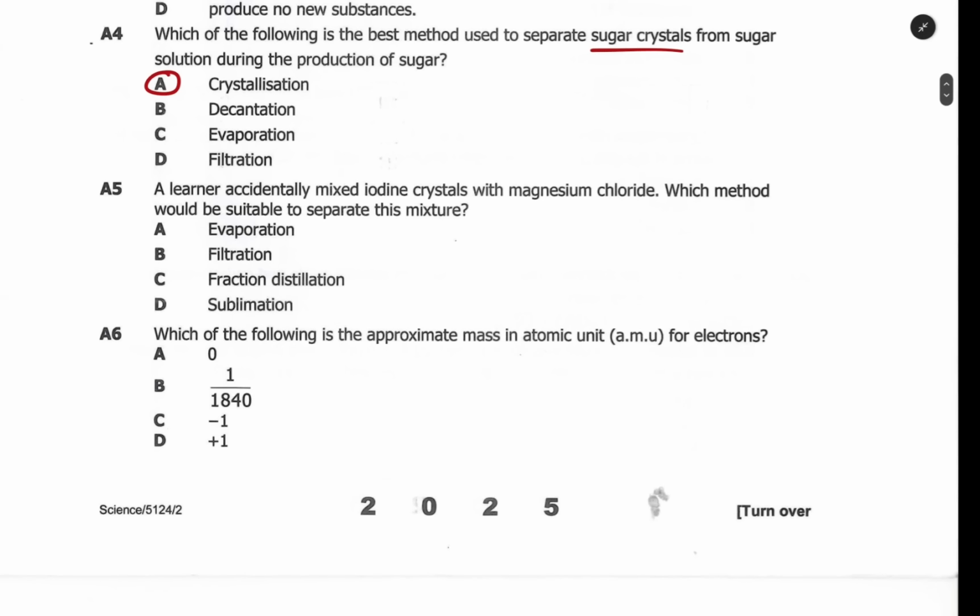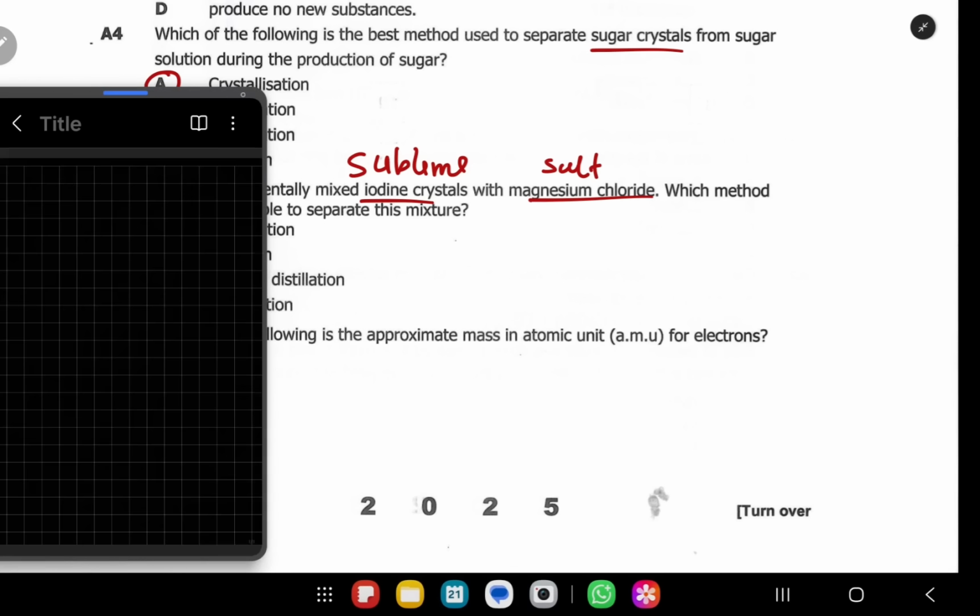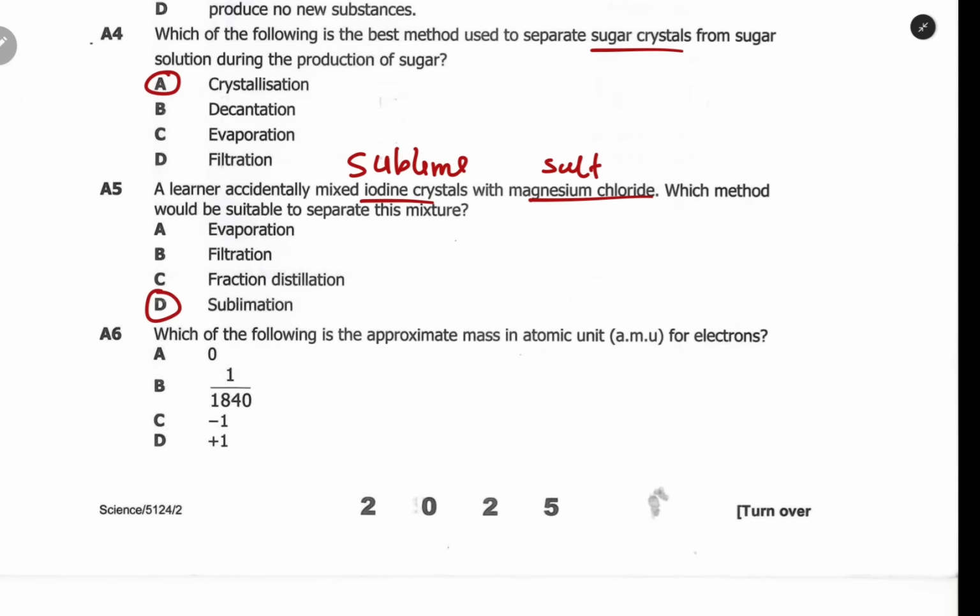Then question 5: Elena accidentally mixes iodine crystals with magnesium chloride. Now, pay attention, you need to know that iodine crystal sublimes. Magnesium chloride is a soluble salt. Which method would be suitable to separate this? The method is sublimation. You heat the mixture, then iodine crystals will sublime, then you cool them if you want to collect them. So that is the method that is going to be used: sublimation.